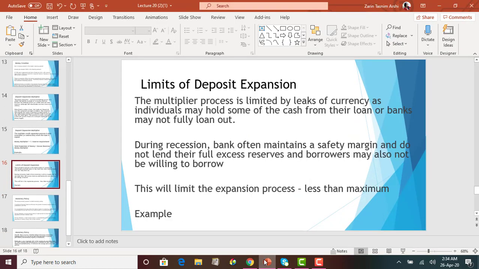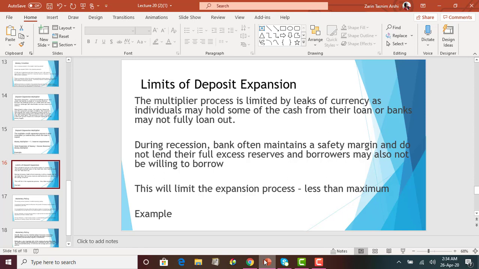So this multiplier process can be limited by two things. When Tom is depositing $1,000, the maximum increase in money supply that can happen is $9,000. However, this maximum increase in money supply can be limited by two factors. Number one is when individuals may hold some of the money as cash from their loan.